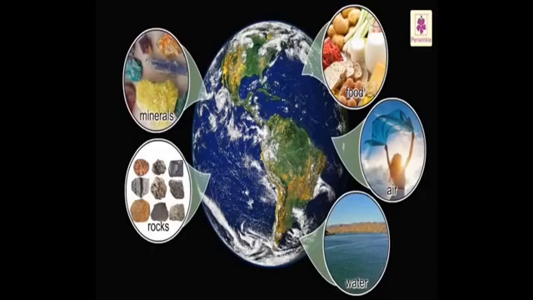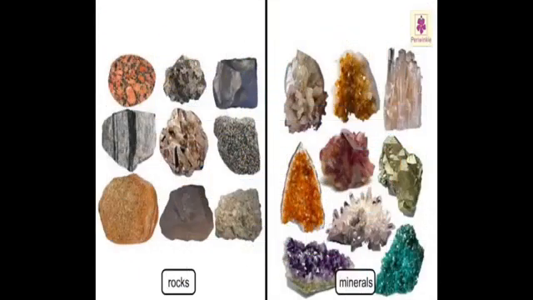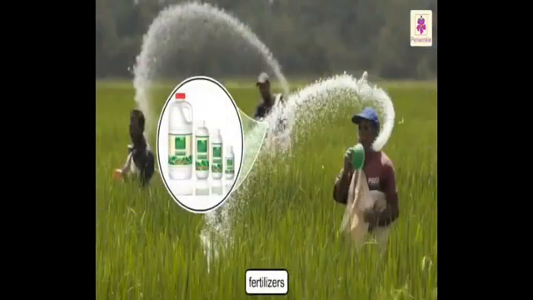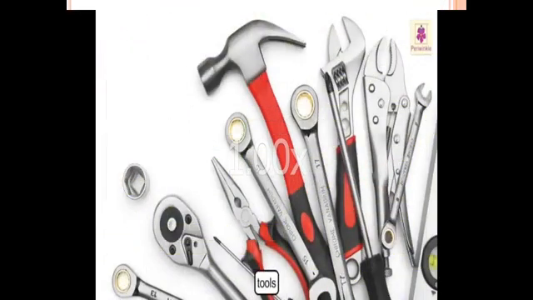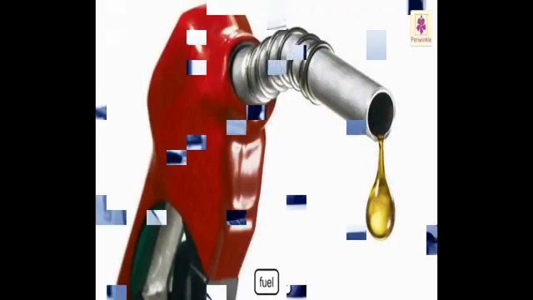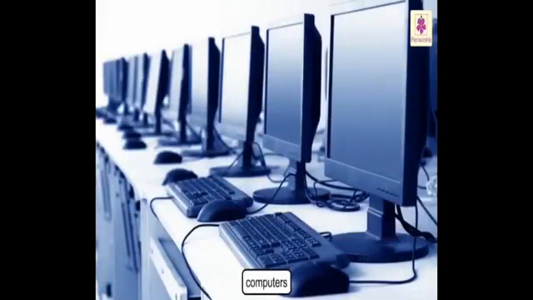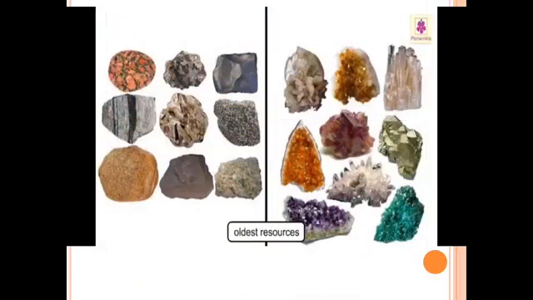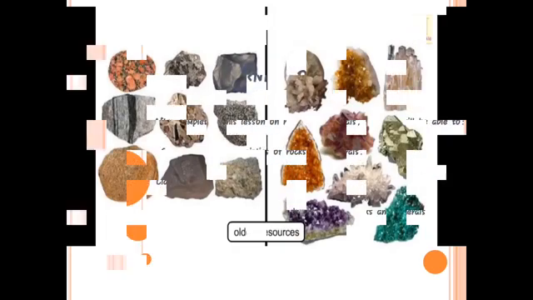We depend upon rocks and minerals for building materials, fertilizers, tools, fuel, and even computers. We dig mines to extract the minerals, very often at the cost of the environment. Rocks and minerals are the oldest resources.